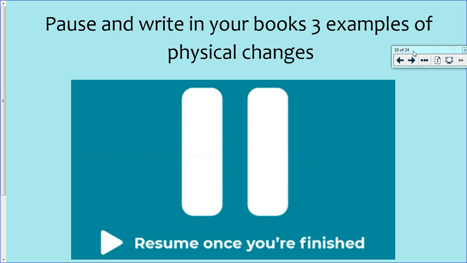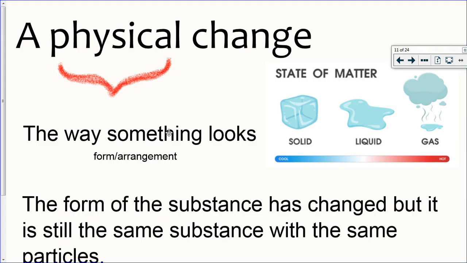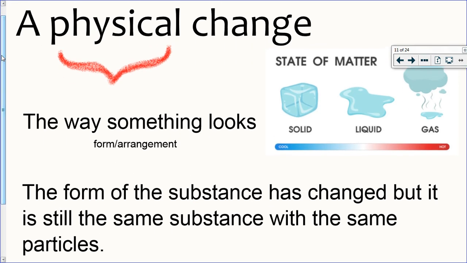And welcome back. So just to finally recap and remind us, if you think of physical change, so if you think of humans, your physical looks, that's what you look like. So if you think of physical as the way something looks, and we're thinking about physical changes, it's the change of how something looks, and that can include it changing in its state of matter. So the form of the substance has changed, but it is still the same substance with the same particles. It's not creating something brand new.